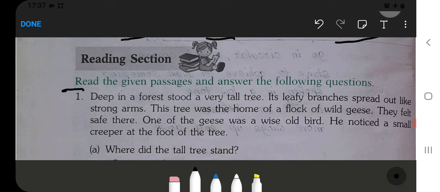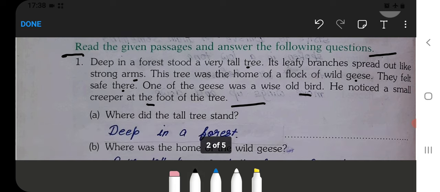Reading section. Read the given passage and answer the following questions. Deep in a forest stood a very tall tree. Its leafy branches spread out like strong arms. This tree was the home of a flock of wild geese. They felt safe there. One of the geese was a wise old bird. He noticed a small creeper at the foot of the tree.